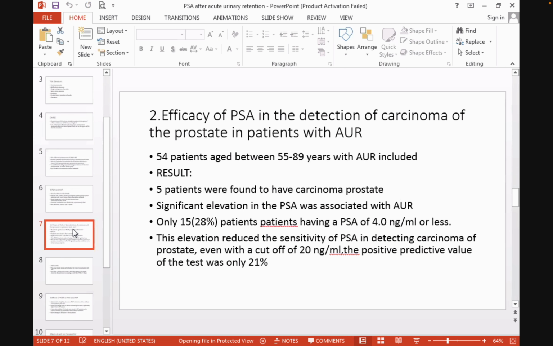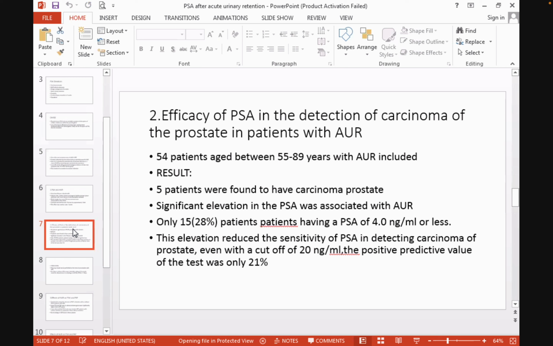Explain how sensitivity is not there above 20. Ma'am, in this study, they found that they were unable to differentiate whether that PSA elevation is due to the carcinoma of the prostate or because patients with benign pathology also have an increased PSA at the time of acute urinary retention. So they could not label PSA as useful in detection of carcinoma of the prostate, madam.